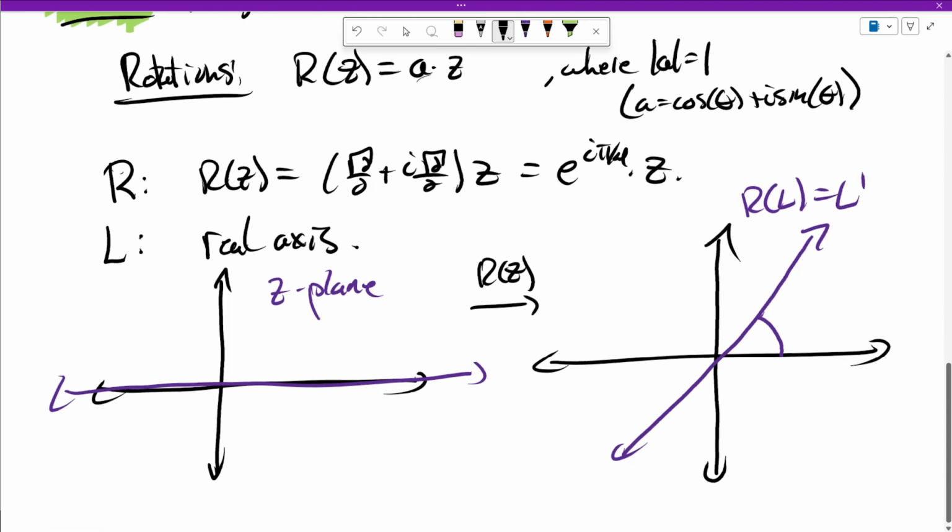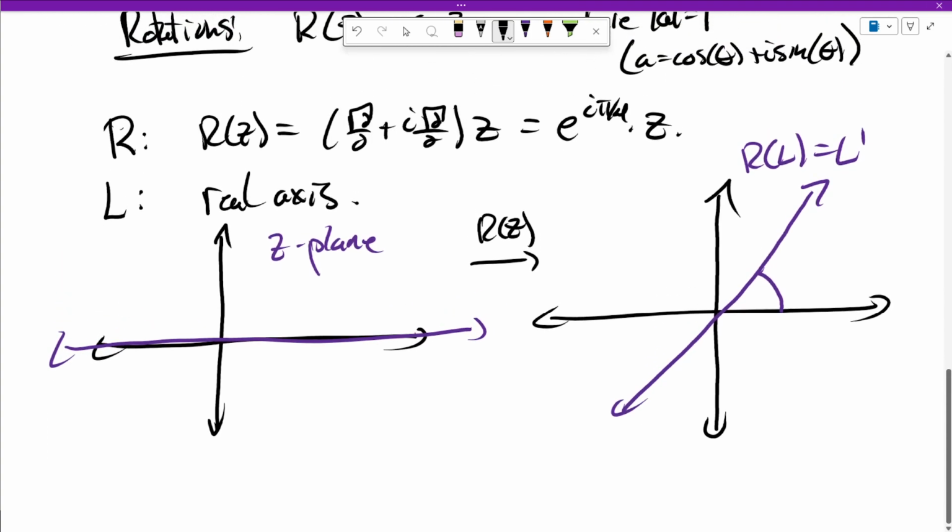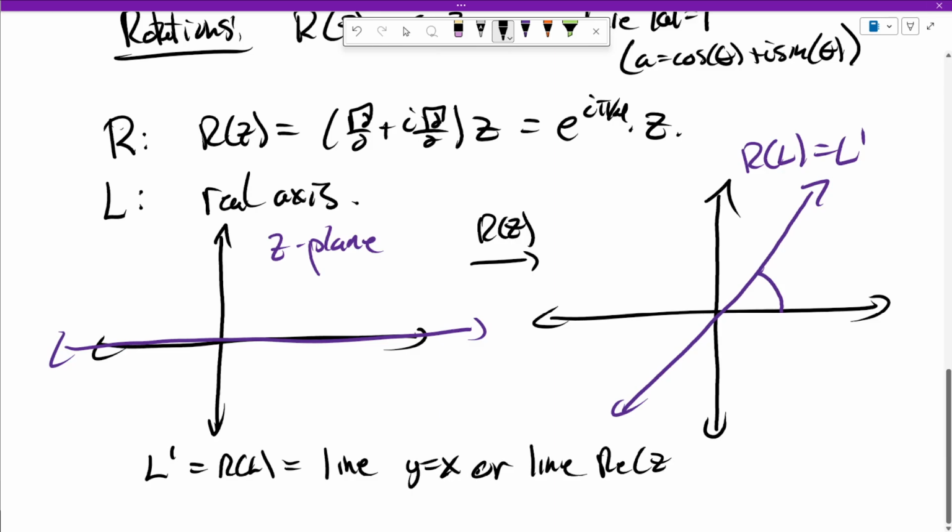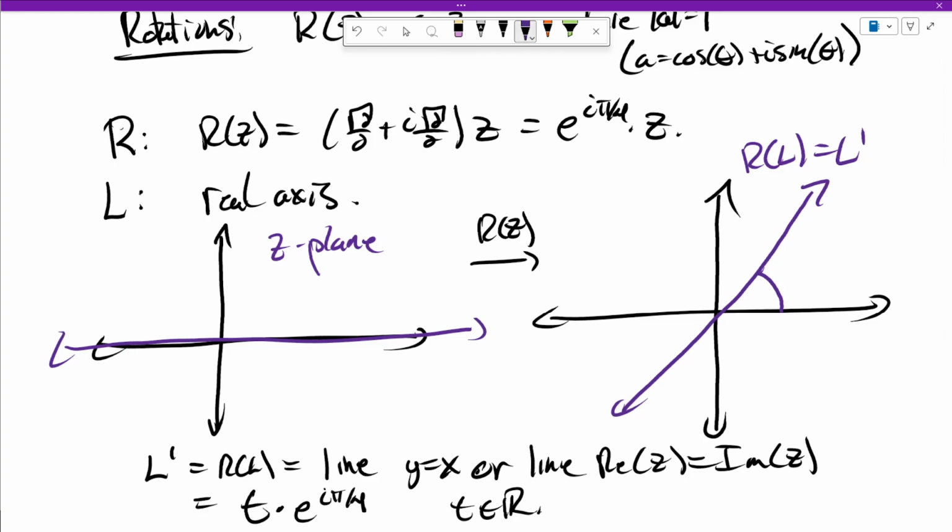And then what is L prime? L prime, which is again r of L, is the line y equals x. Or the line where the real part of z is the imaginary part of z. Or the line t times e to the i pi over 4, where t is any real number. Because as t varies over all real numbers, you're going to get every point on this line here.